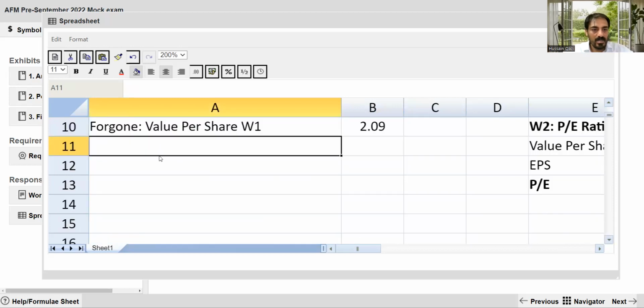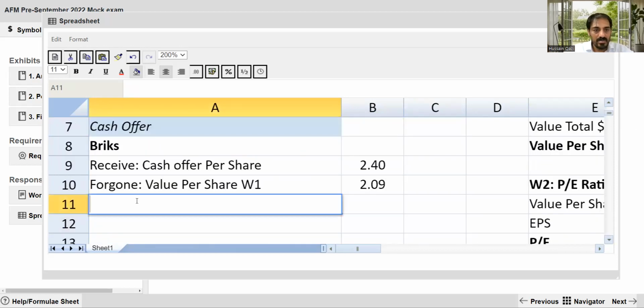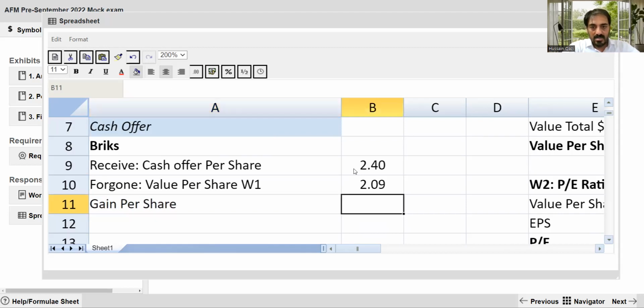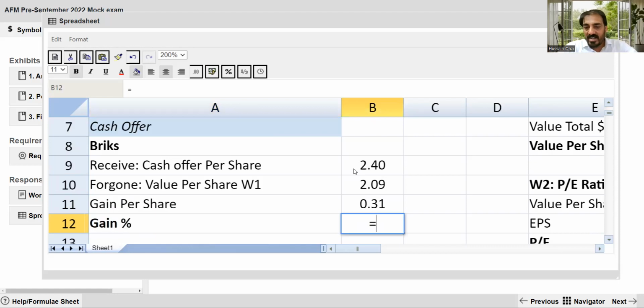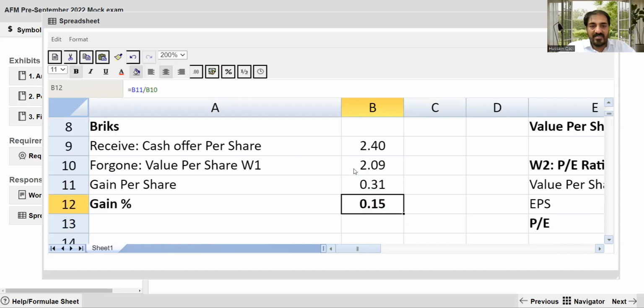Okay, so it's simple now. Number one, gain per share is equal to 2.4 minus 2.09. And we can calculate the gain percentage, very simple. As a target company, the gain per share of 0.31 divided by 2.09, the value per share, that's 0.15.